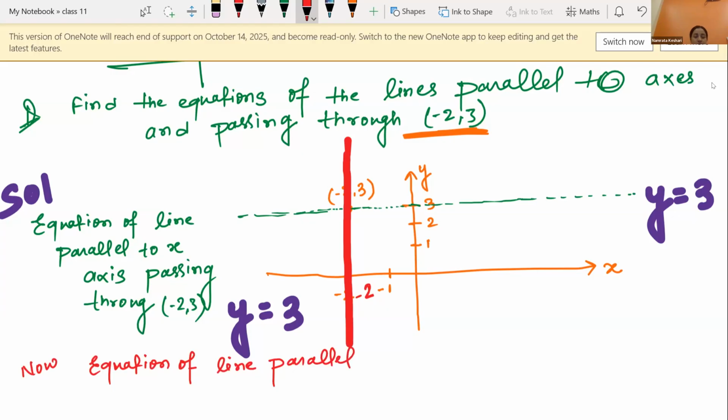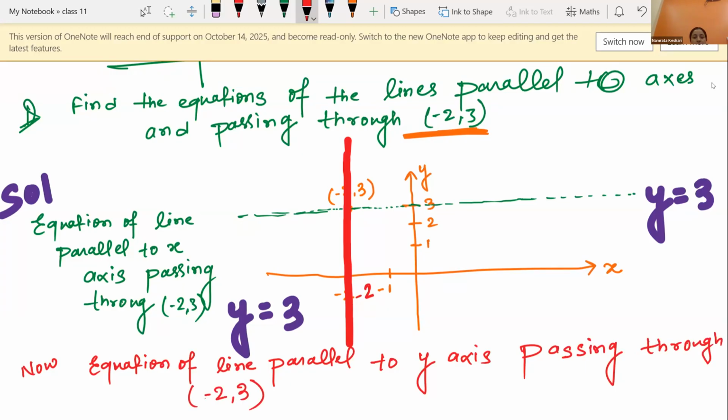X equal to k, and here k is minus 2. Is it clear to all of you? Yes, ma'am. It will be x equals to k, and k is -2 over here. So we are done with the answer. Can you see x equals to minus 2? Is it clear? Yes, ma'am. Okay. It was really simple.